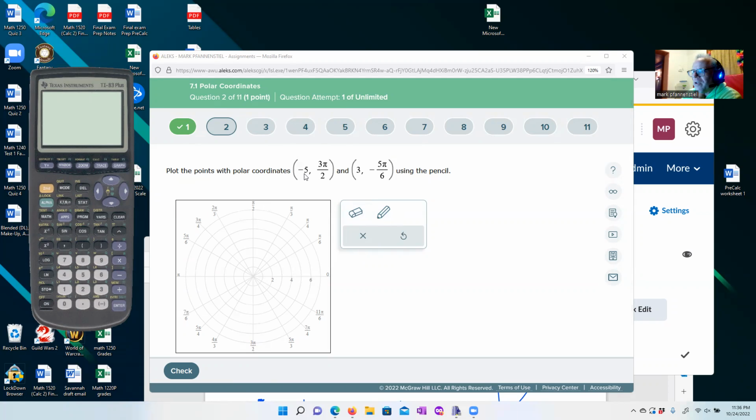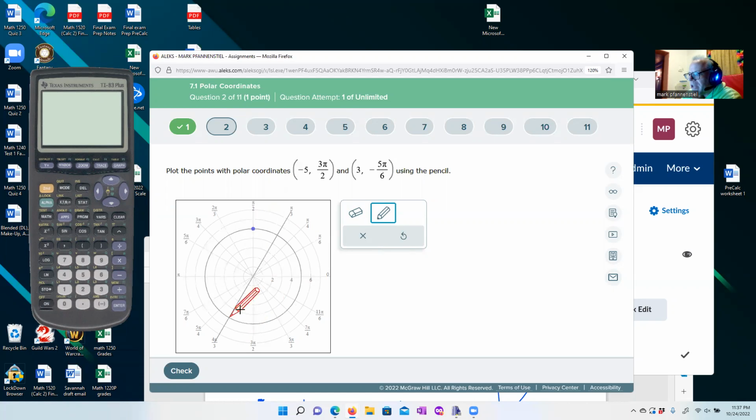So this one says, okay, we're going to go to 3 pi over 2. That's all the way around. And then we're going to go 5 steps backwards. So we go all the way around here. Okay, this is 3 pi over 2. And then we're going to go 1, 2, 3, 4, 5. And that's where we want to put this point here.